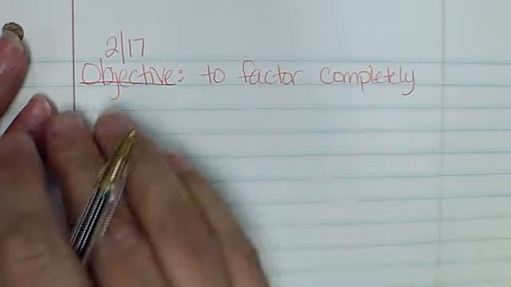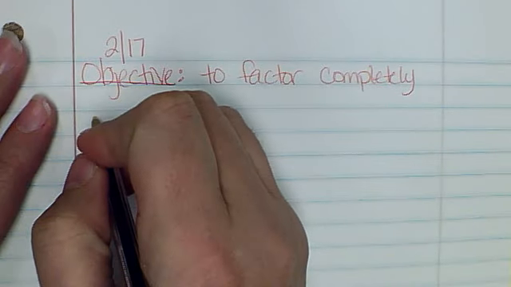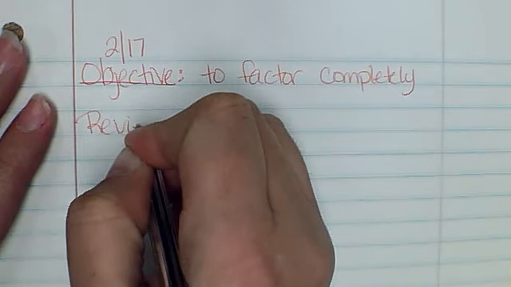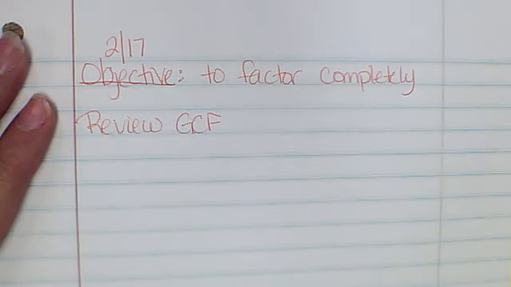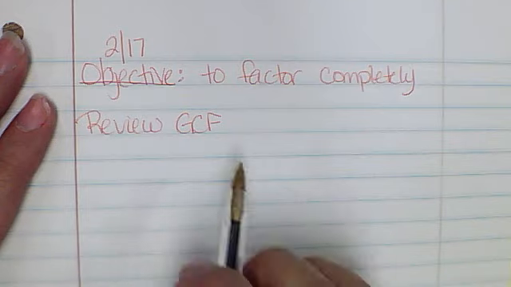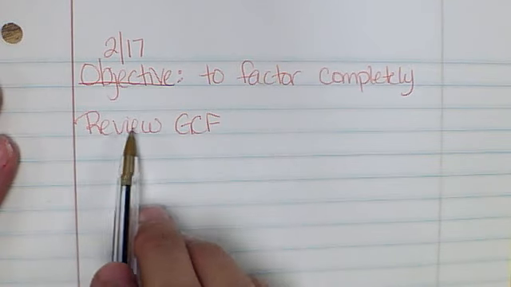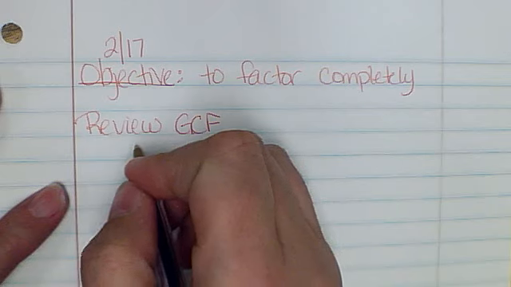Before we get into actually factoring completely, we're going to start by reviewing GCF factoring. Remember, GCF stands for greatest common factor. So when we factor completely, you're going to start by using GCF. So let's review that first.